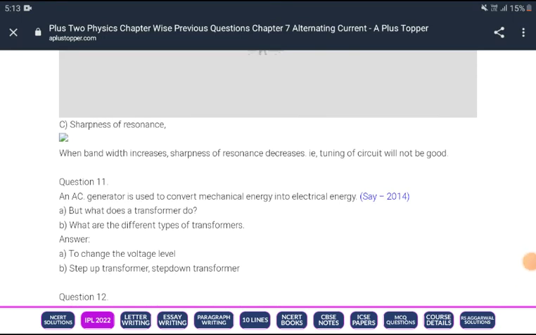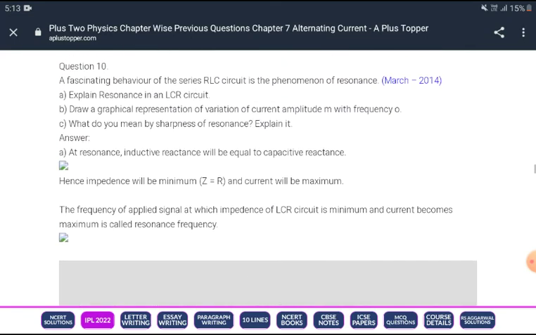An AC generator is used to convert mechanical energy into electrical energy. But what does a transformer do? It changes the voltage level. What are the different types of transformers? Step up transformer and step down transformer.